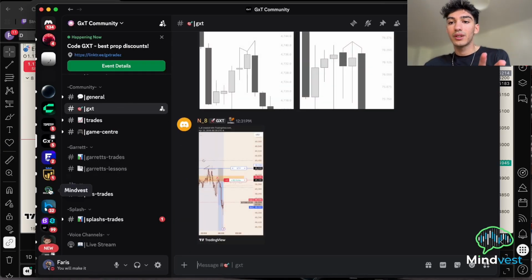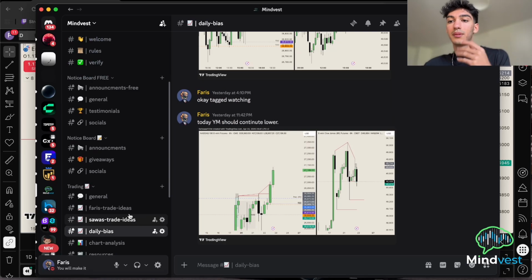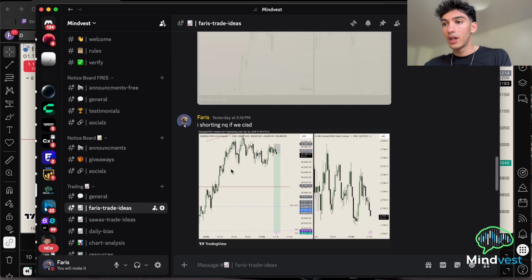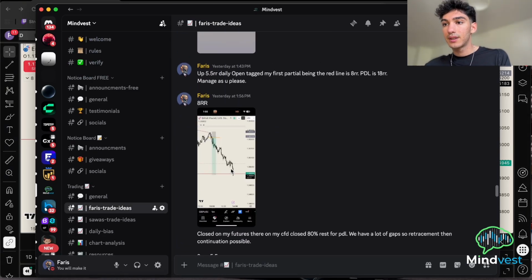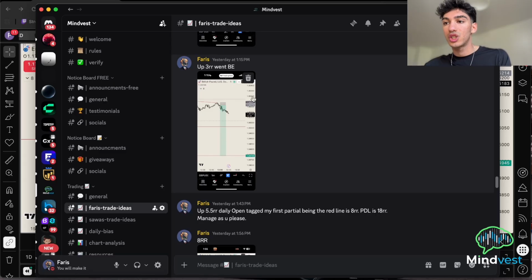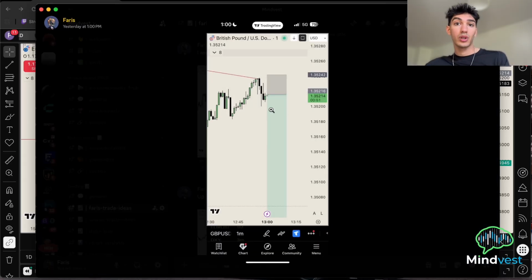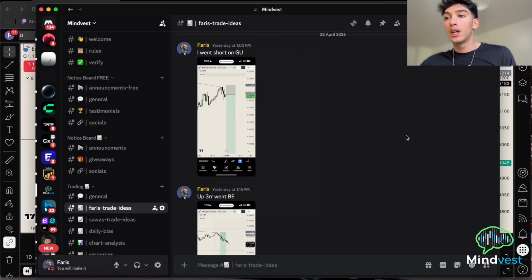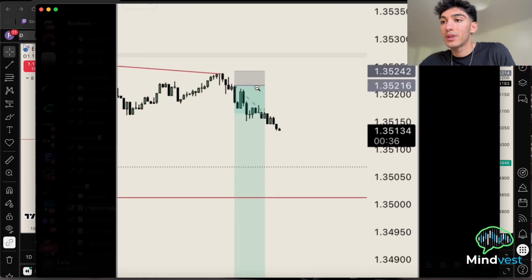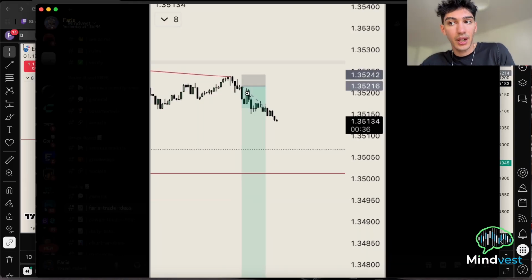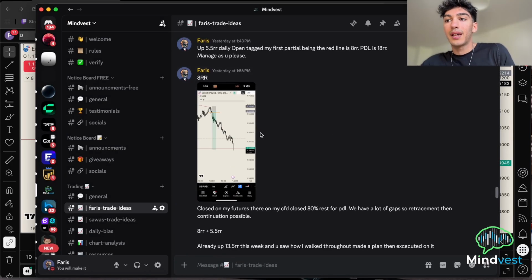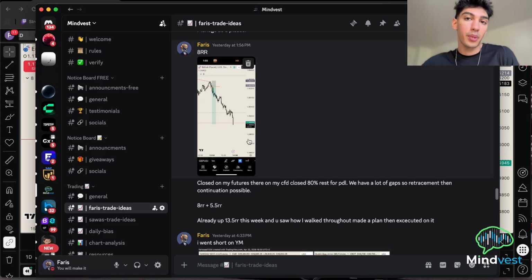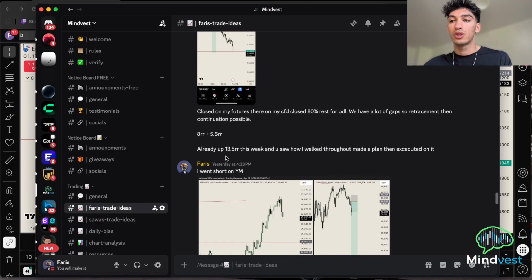Now, I did share the trade in the Mindvest channel in my Discord, right? You can see here, 8RR secured on GU. I shared when I shorted. I went short literally on the dot. Obviously, you will not get the same entry as me because it dumps, but it gives a nice retest right there, pretty close back to my entry, and then hits TP for 8RR where I partial most, then closed like 9RR. So on the past 2 days, that's already 13.5RR shared in my Discord.